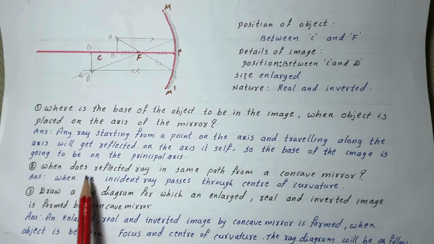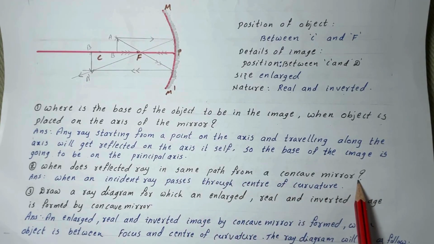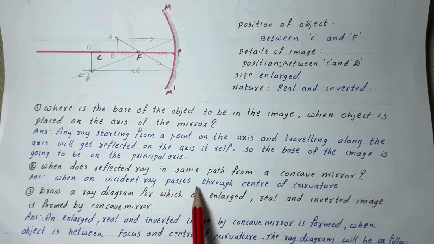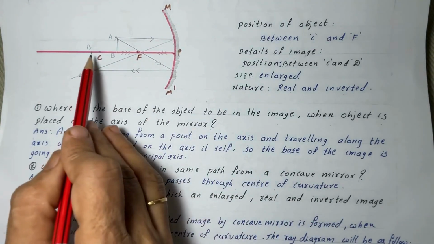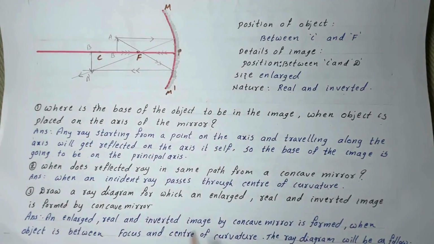Second question, when does a reflected ray retrace the same path from a concave mirror? When the incident ray passes through the center of curvature, then its path is in the same direction.